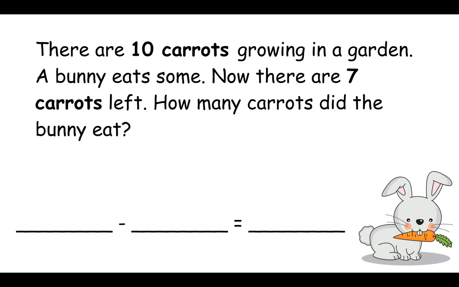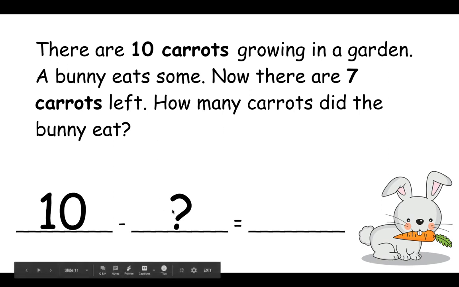Instead, this is how we should write it. We start off with 10 carrots. Then the bunny eats some. We don't know how many carrots the bunny eats. So we leave this blank, or you can put a question mark.